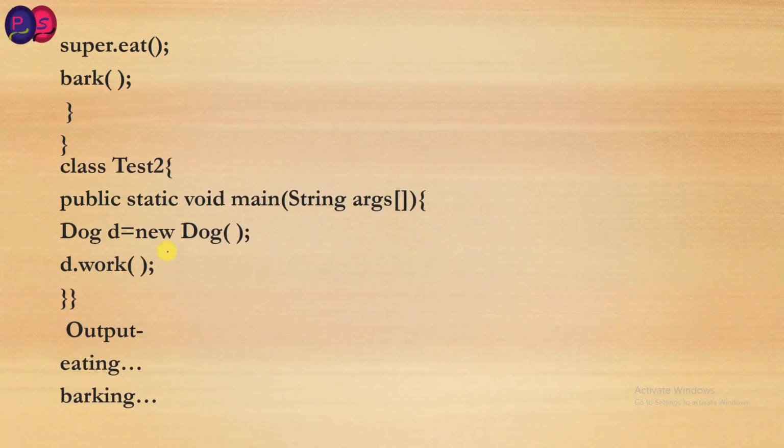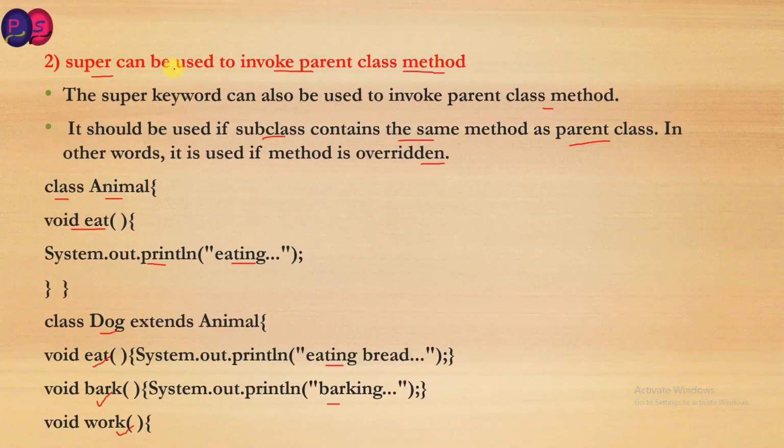In work, what are we doing? We are calling the eat method of the superclass, and then we are calling the bark method. So what will it do? It will call the eat method of the superclass Animal. So what will it print? Firstly, it will print eating, and then it will print barking.